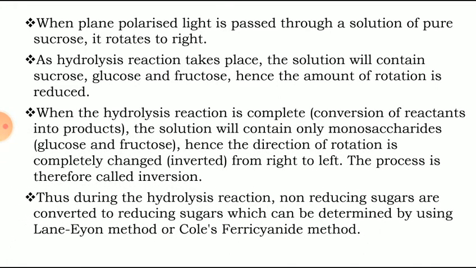Thus, during the hydrolysis reaction, non-reducing sugars are converted to reducing sugars, which can be determined by using the Lane-Eynon method or the ferricyanide method. This Lane-Eynon method we saw in a previous food product. In this food product, we are going to see the ferricyanide method: its principle, preparation of the sample solution, and its procedure and calculation. This part we are going to learn in this video lecture.